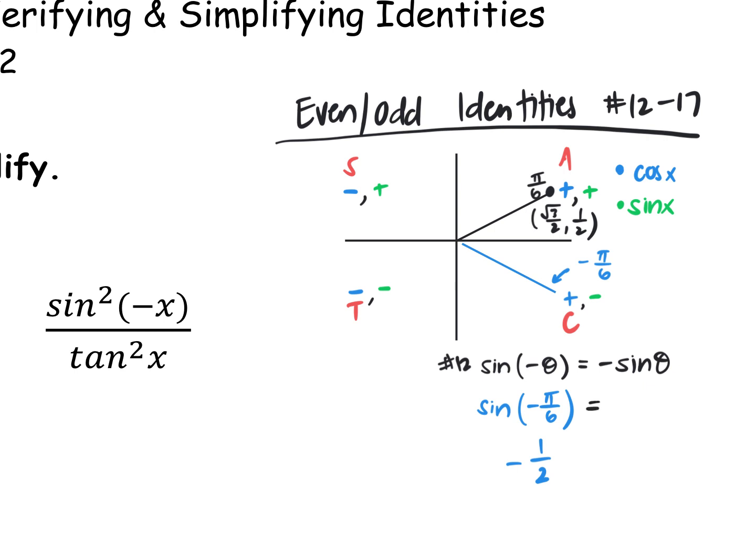Which means if I instead looked at negative sine of pi over 6, well, for pi over 6 my y value is 1/2, so that is equal to negative 1/2. So they're the same thing. Whether there's that negative on the inside for my angle, it's going to give me a negative sine value of whatever angle I choose. Okay, so that's example 12.